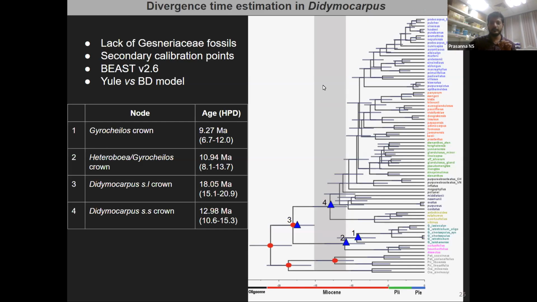We also dated the phylogeny to understand when the genus originated. Unfortunately, there are no known fossils in the group, so we had to rely on secondary calibration points. We found that Didymocarpus originated in the Miocene at around 18 million years ago. Didymocarpus sensu stricto, if we exclude Gyrochilus and others, originated around 13 million years ago, and it diversified during the late Miocene period.